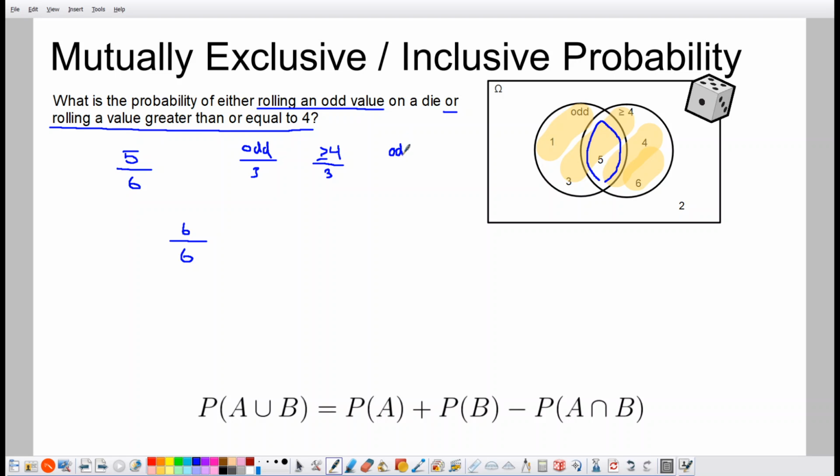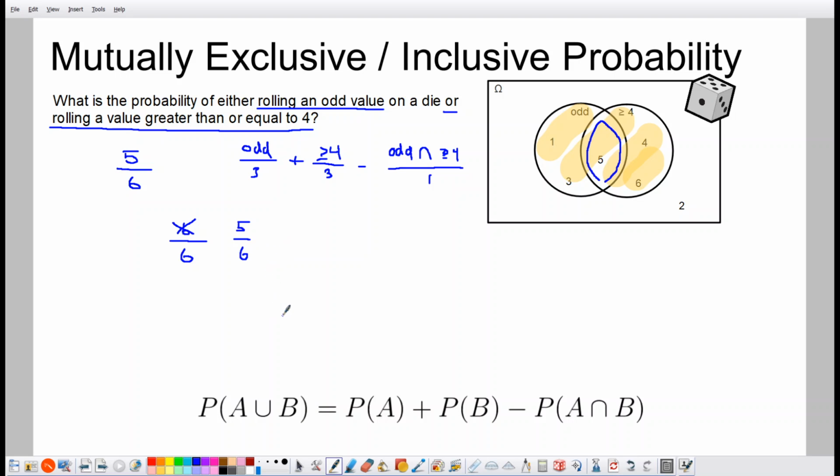So our odds intersects with greater than, not less than, greater than or equal to 4. How many are in that bucket? Well, there's just 1, okay? So if I add up those 2 and subtract this one, this is now going to give us 5 over 6.